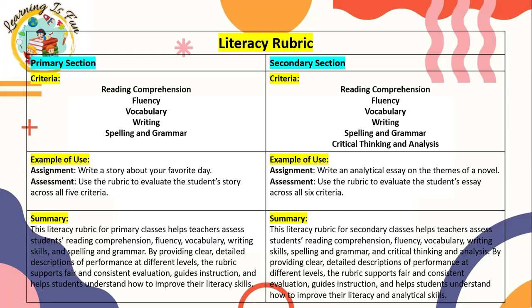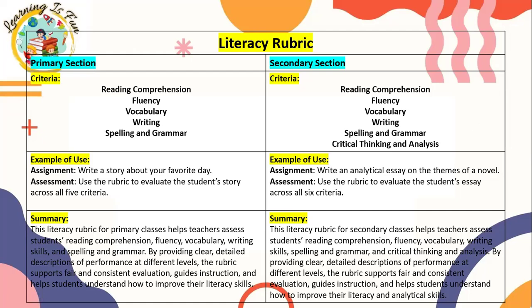Same for the secondary classes, but in secondary classes you are going to ask them to write an analytical essay on the themes of a novel. You can give them more complicated things. You are going to tell them to read any novel, any big book which has chapters, and then they are going to write a short story or short essay on that, or something very practical about literacy. So you are going to assess the 6 criteria in that way.